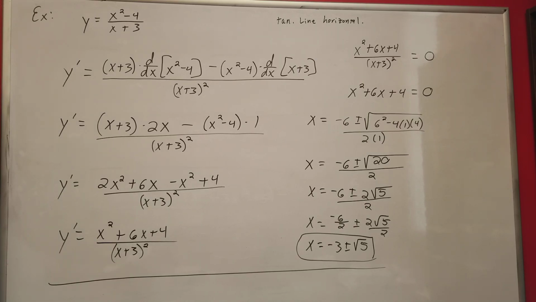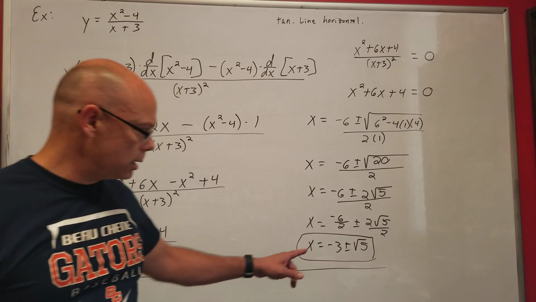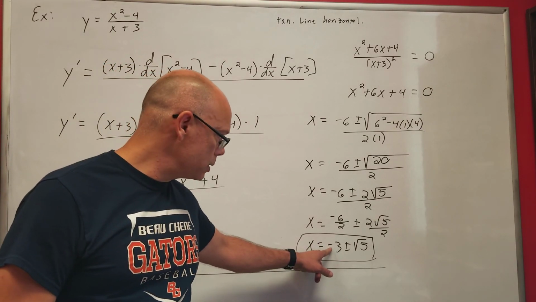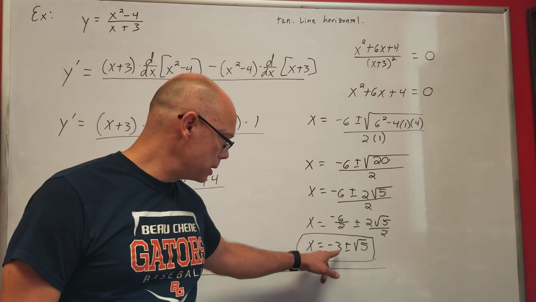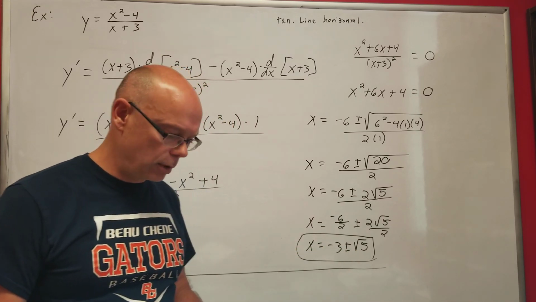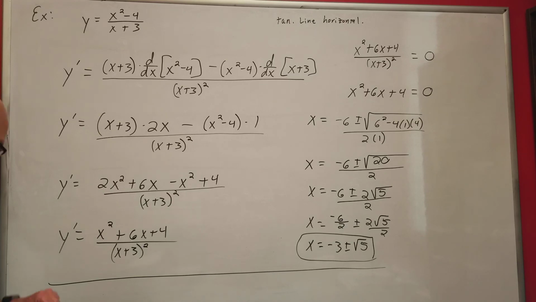Now, for this problem, you're going to have to enter these in increasing order for it to give you credit. So you need negative 3 minus square root of 5 first, but then in your second blank, negative 3 plus the square root of 5. Got to put them in order for Wiley.